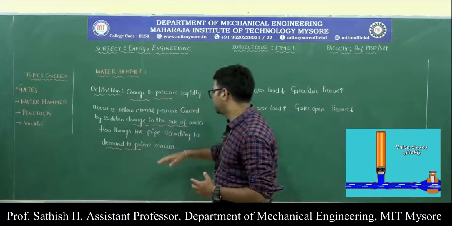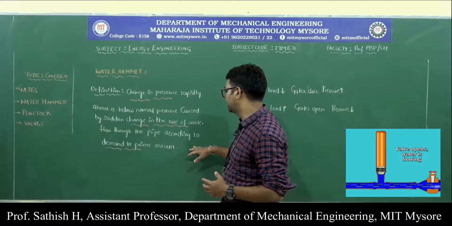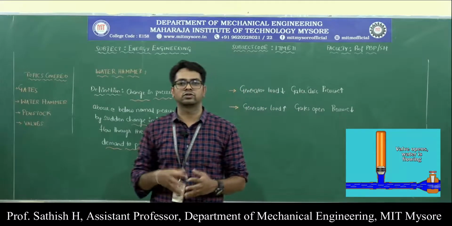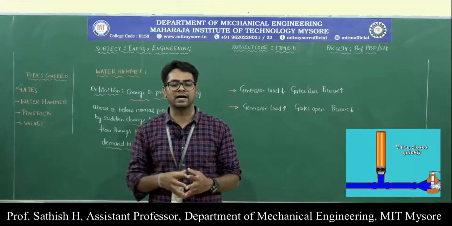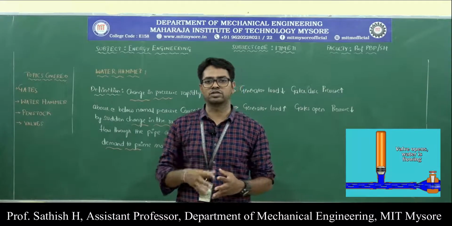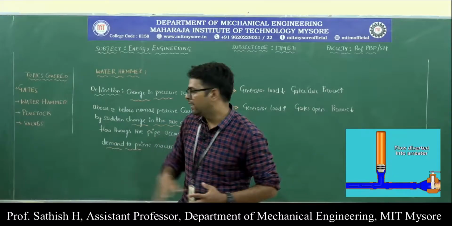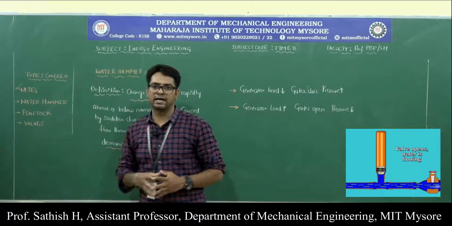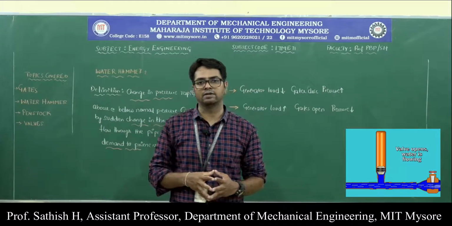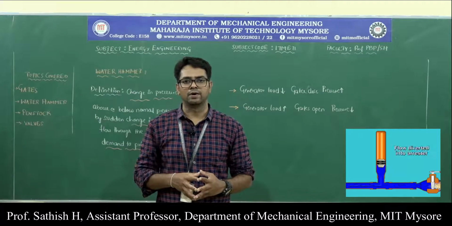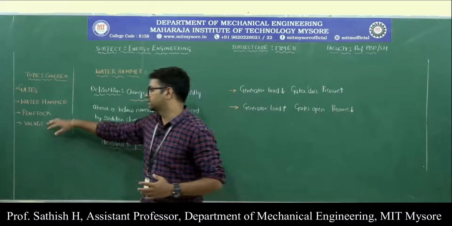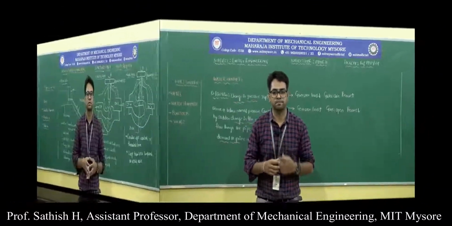So based on the prime mover load, the demand, the rate of flow changes. This will change the pressures; there are fluctuations in the pressures. In the upstream, that will result in the effect called water hammer, which is not desirable for hydroelectric power plants. So next we will discuss the penstocks.